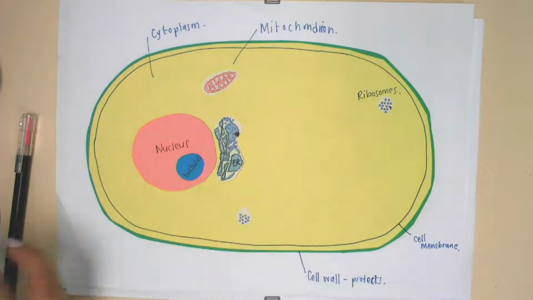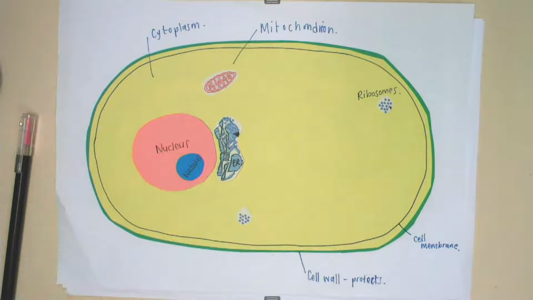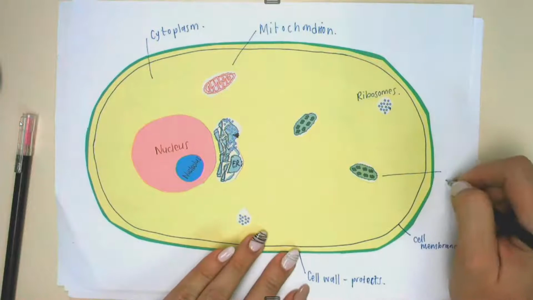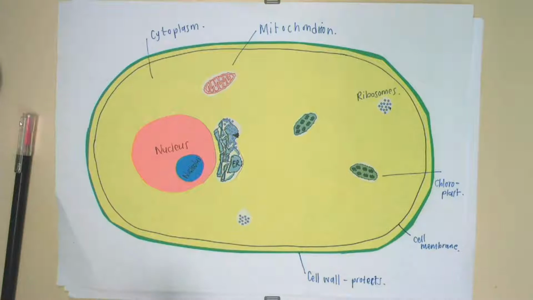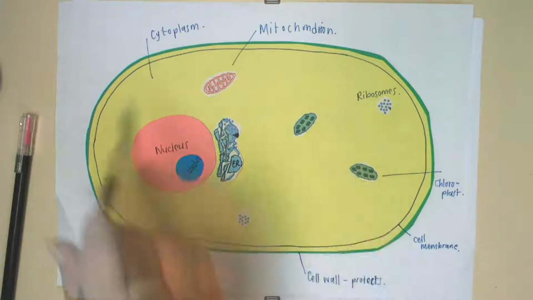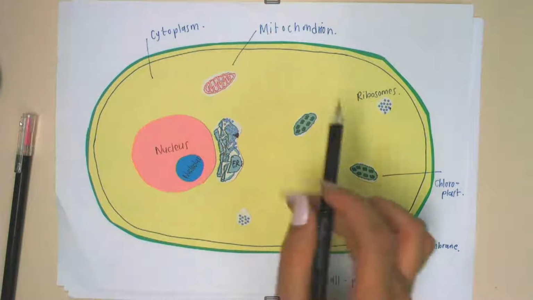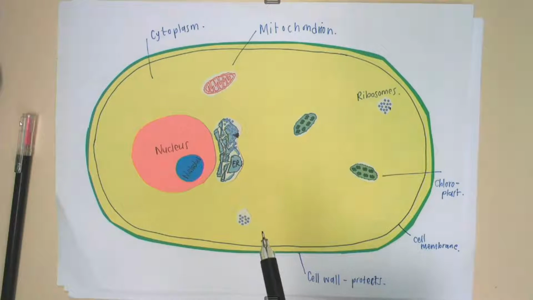Then your chloroplast that is inside. Let me just put it on there. Your chloroplast. What does our chloroplast do again? It gives the plant its green color and helps with photosynthesis, which is very important. Then your Golgi bodies.